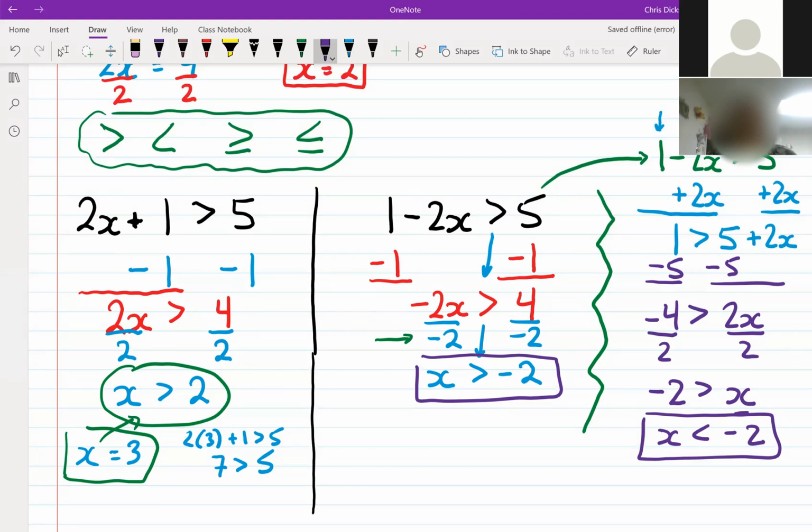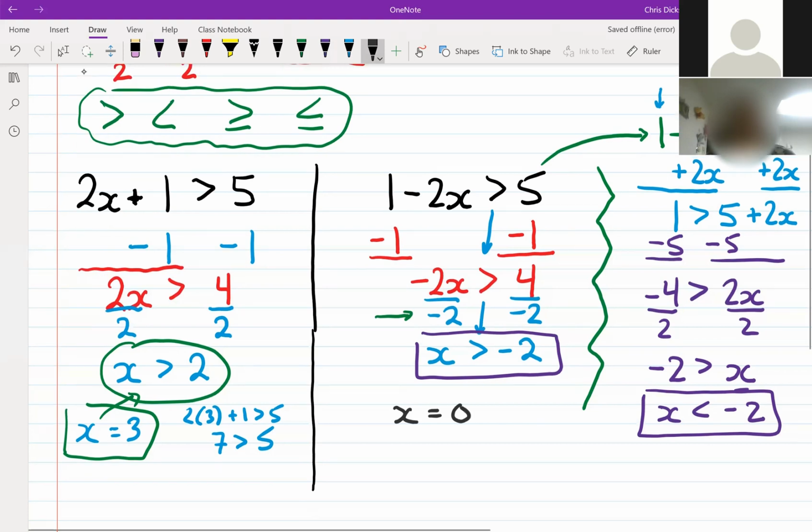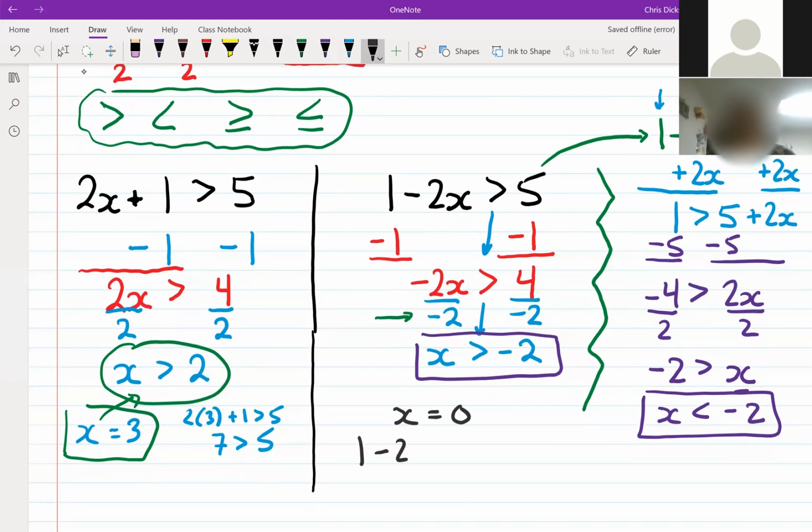So let's take our first answer and pick any number that's bigger than negative 2. I'm going to pick 0 because 0 is easy to work with when I plug it in. So I'm going to make x 0 and see if it's true here. I take 1 minus 2 times 0, and that's supposed to be bigger than 5. And I get 1, and 2 times 0 is 0, of course. So I get 1 is bigger than 5.